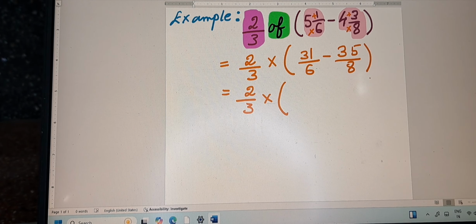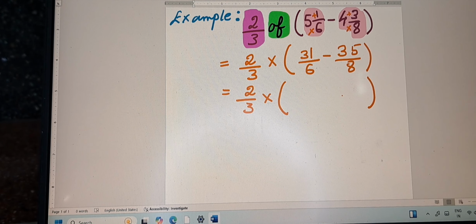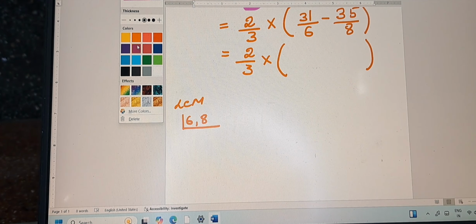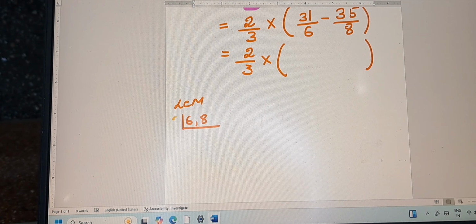Now here we have to be very careful. When there is addition and subtraction, we need to find out the LCM. LCM full form is lowest common multiple. So we need to find out the LCM of 6 and 8. In the previous class we learned how to find the LCM of 6 and 8.